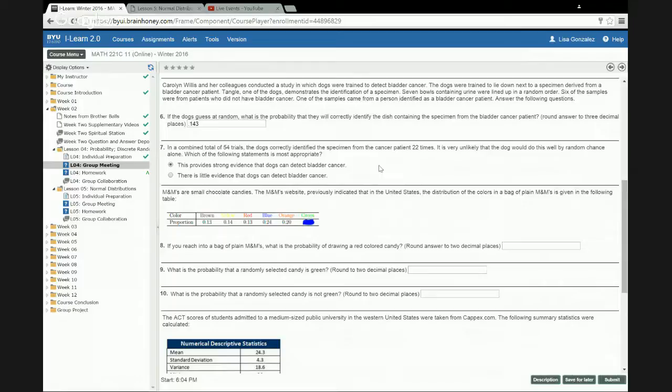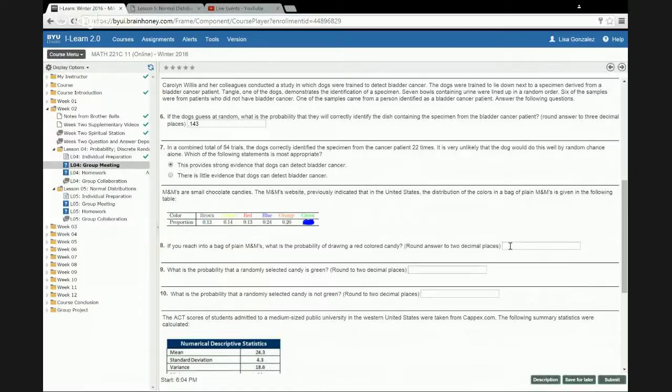Okay, so 8. If you reach into a bag of plain M&Ms, what is the probability of drawing a red colored candy? 0.13. Okay. 9. What is the probability that a randomly selected candy is green? Okay, that was our answer of 0.16. Yeah, that was the point. Right.